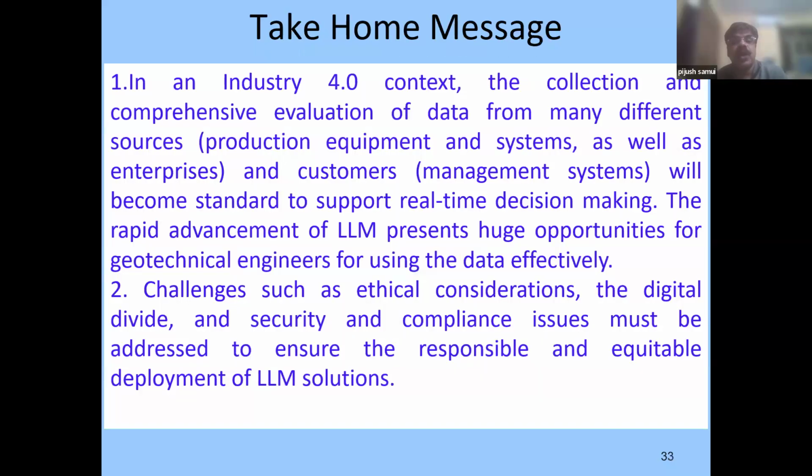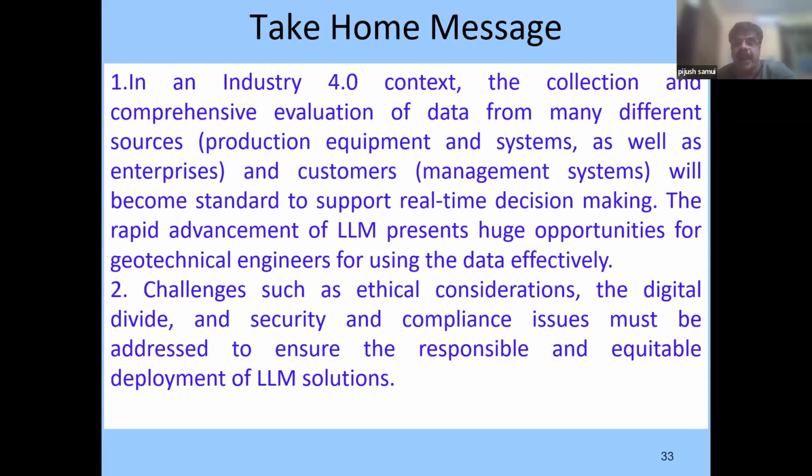So what is the conclusion? What is the take-home message we can give in an industry context? As we know, the collection and comprehensive evaluation of data from many different sources, as well as customers, will become the standard to support real-time decision making. That means in industry context, data will be a key role for any civil engineering project.